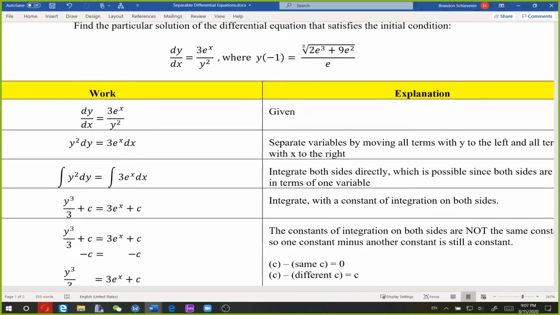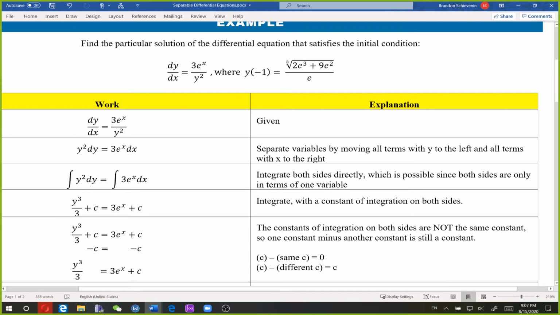What I'm going to do is separate these variables by multiplying both sides by y squared and multiplying both sides by dx. So my dx will cancel on this side, my y squared will cancel on this side, and I'll be left with y squared dy equals 3 e to the x dx. And the way of thinking about this is we just cross multiply.